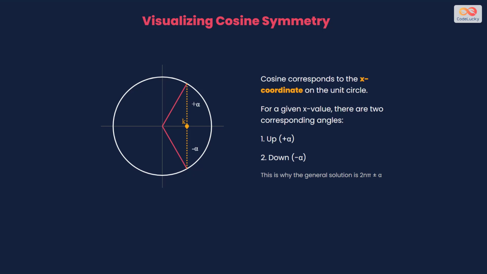For cosine, it is helpful to look at the unit circle. Remember, cosine is the x-coordinate. If we pick a specific x value, we can go up to an angle positive alpha or down to an angle negative alpha. Both land on the same horizontal position. That is why our formula uses the plus-minus symbol, to capture both the upper and lower solutions in one go.